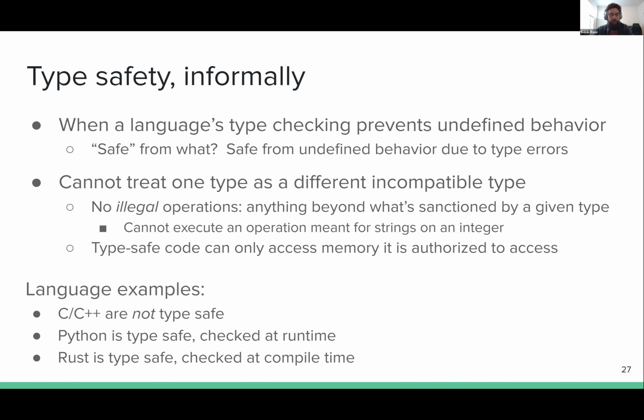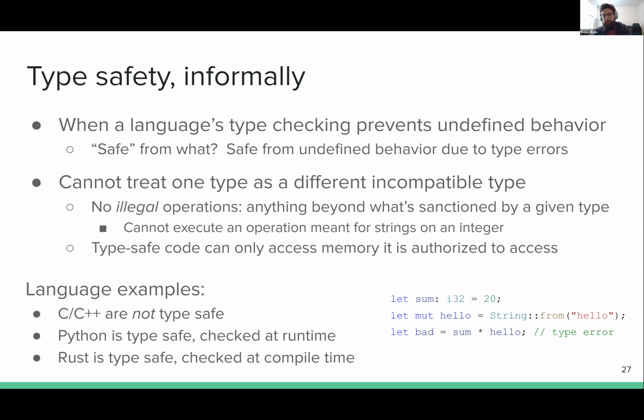So I'll give some language examples. Obviously, C and C++ are not type-safe, right? Python is type-safe, right? And the type safety is checked at runtime. Rust is also type-safe, and the type safety is checked at compile time, right?